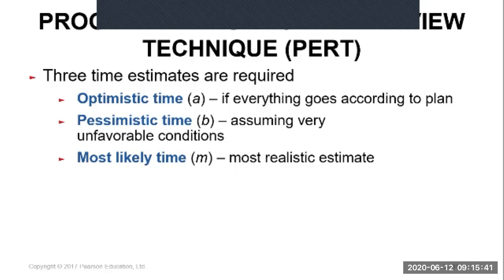And the most likely time, which is the most realistic. It's not the earliest one, not the optimistic one; it's in the middle, between optimistic and pessimistic. Maybe in this case, 6, between 2 and 9, maybe 6 or 5. So you only need to input these 3 times. You need these 3 times.